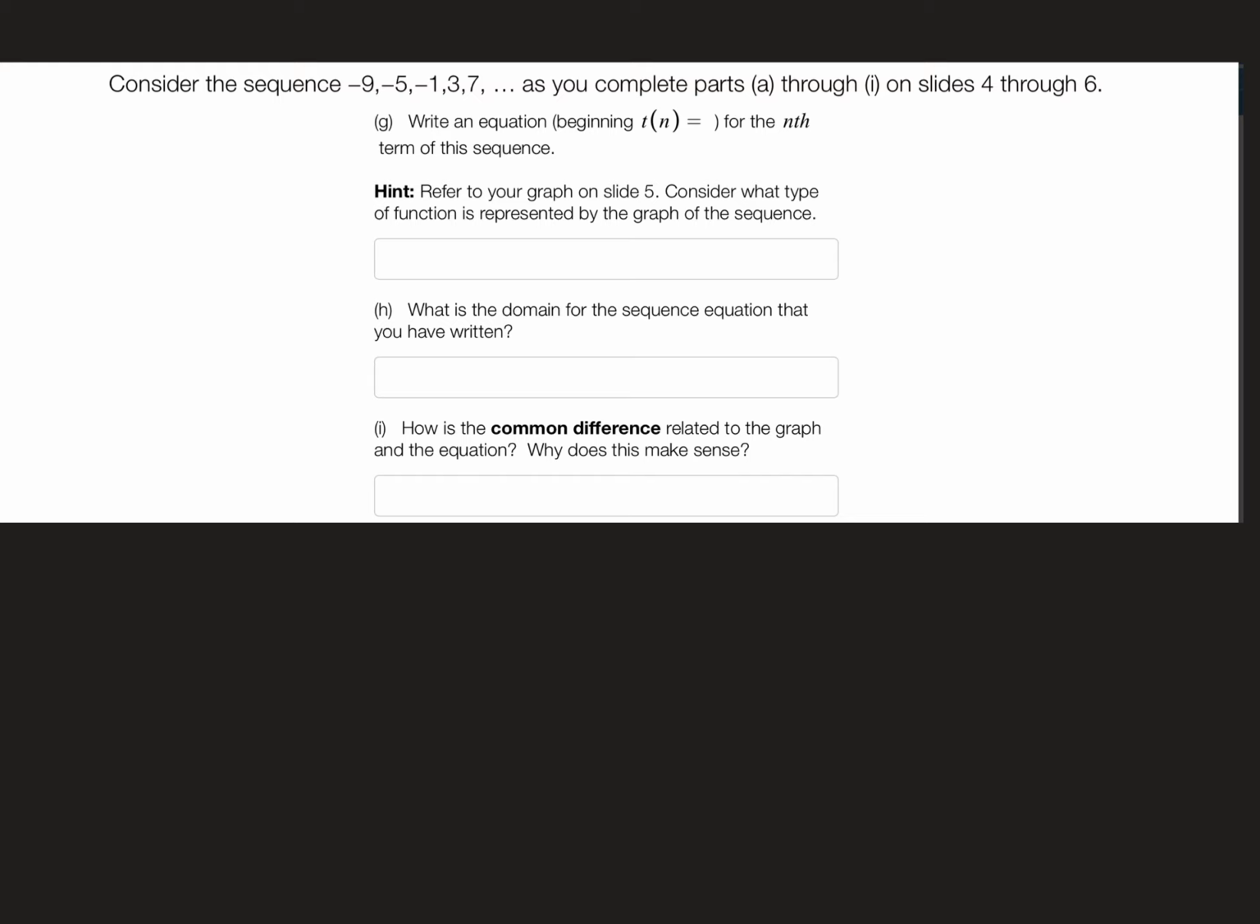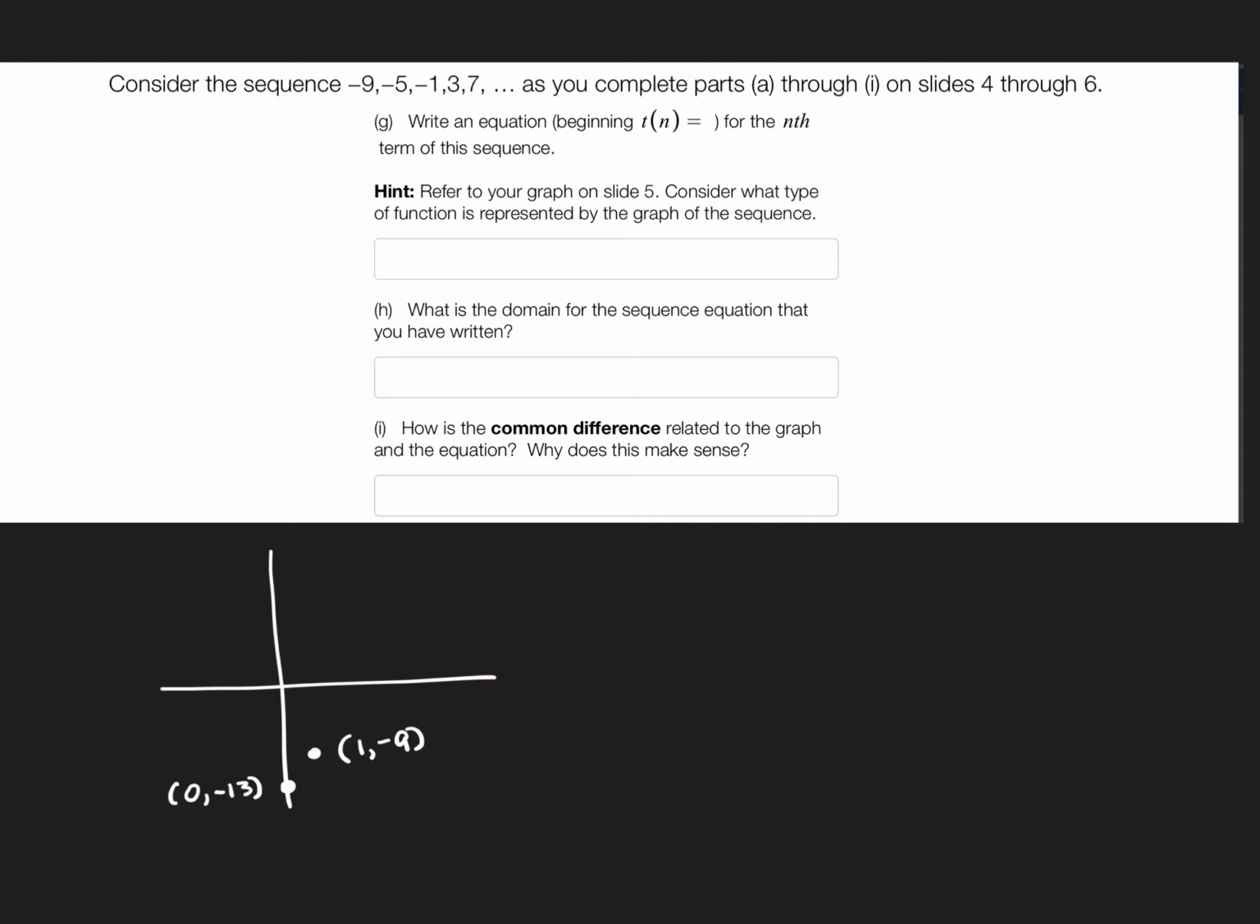Okay, so next up, we're going to try to write an equation beginning t of n equals for the nth term of this sequence. So if you think back to what our graph looked like, and I'll just do a quick sketch of it here. We had the point (0, -13), and each point we found was found by moving one to the right and adding 4. So we had the point (1, -9), and then we could have continued.